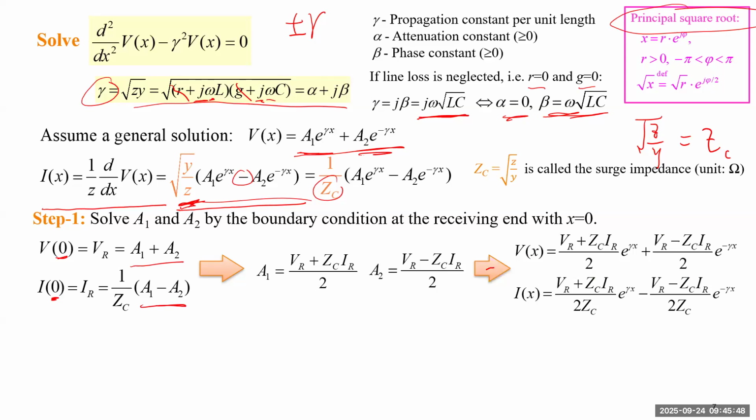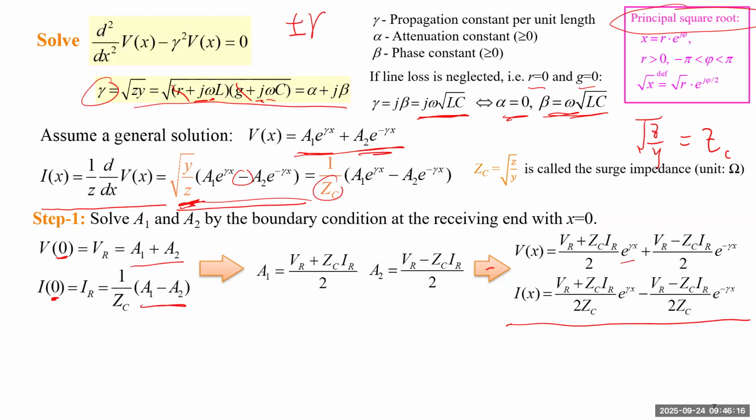So then we'll get the solution by using the boundary condition. This one will give you the voltage or current everywhere along the line. You just plug in the distance x to the receiving end, and it will give you the voltage everywhere. It will keep changing with x. But those two formulas are too complex to memorize.